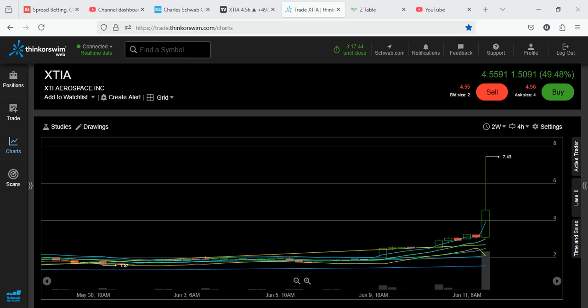4.37 multiplied by 2.618. Add that to 4.55, we have 15.99. 4.37 multiplied by 3.618. Add that to 4.55, we have 20.36. No guarantee that those projections will print.